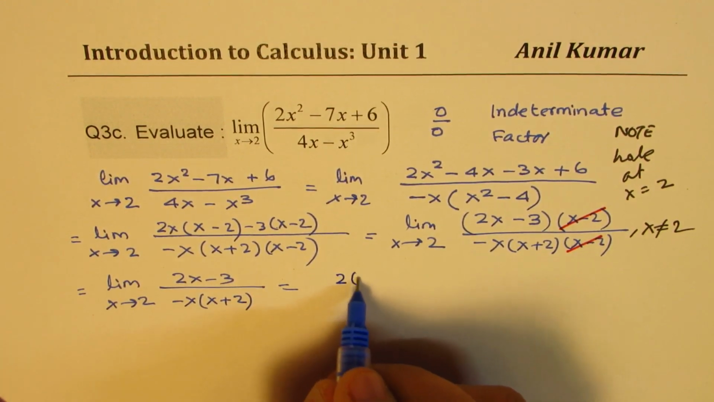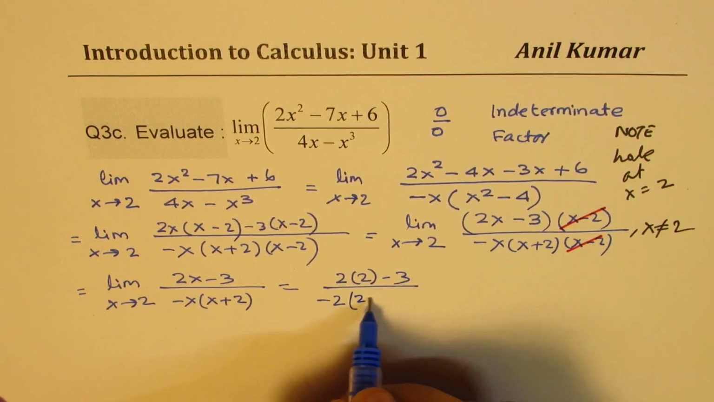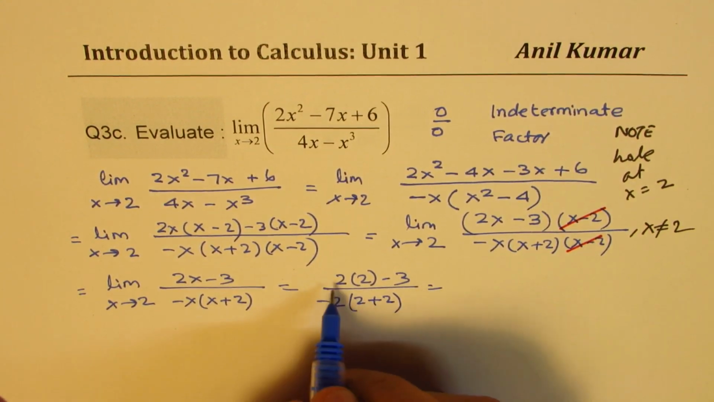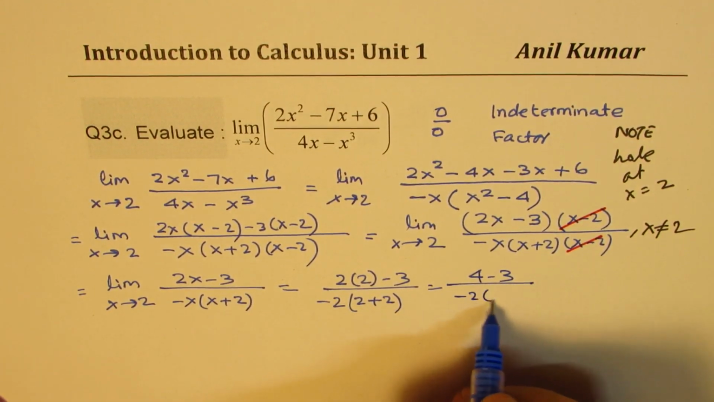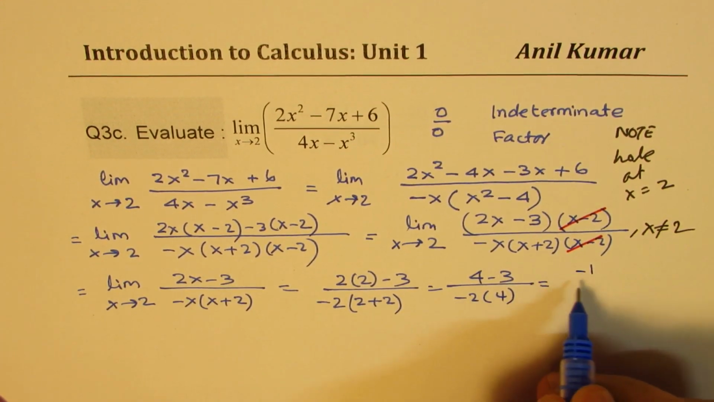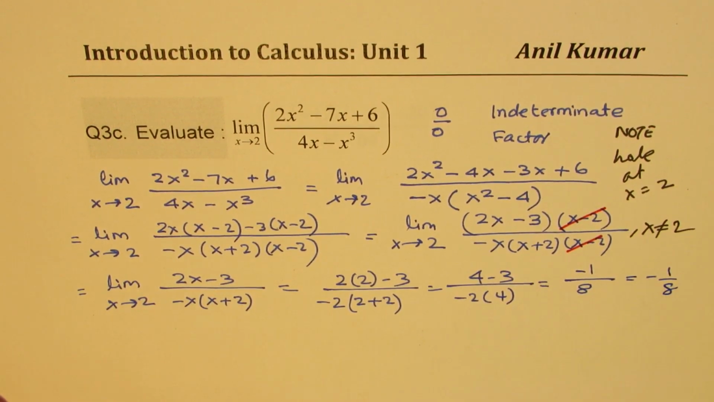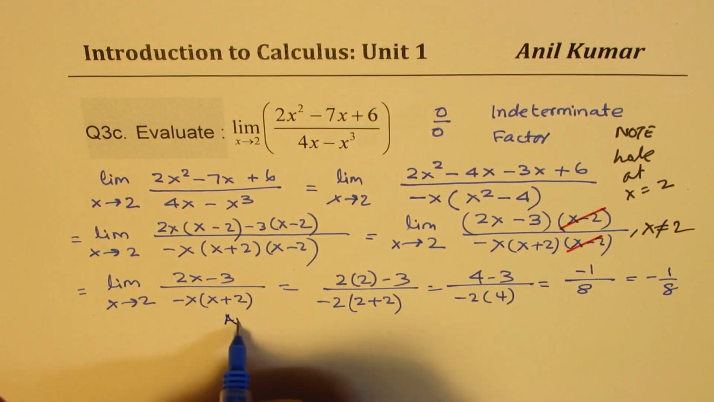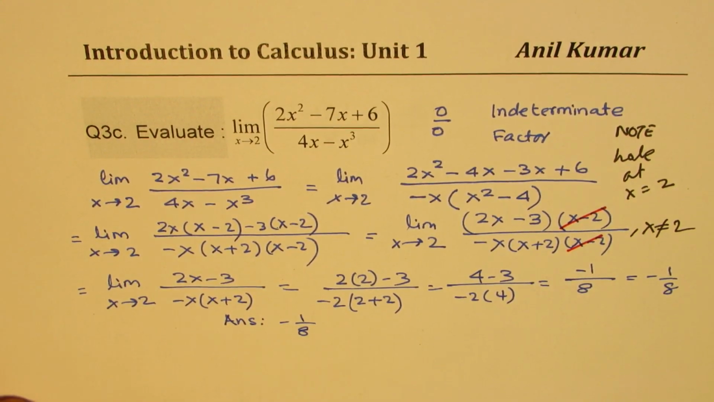Substituting 2 here, we get 2 times 2 minus 3 over minus 2 times 2 plus 2, right? So that is 4 minus 3 over minus 2 times 4. That is 1, this negative, let me write here, over 8. So we have the limit as negative 1 over 8. So the limit of the function is minus 1 over 8. So that is how we can actually solve such a question. So I hope that makes sense.